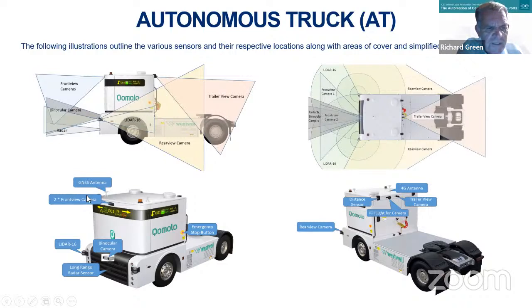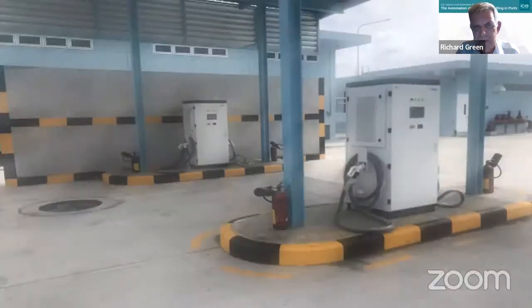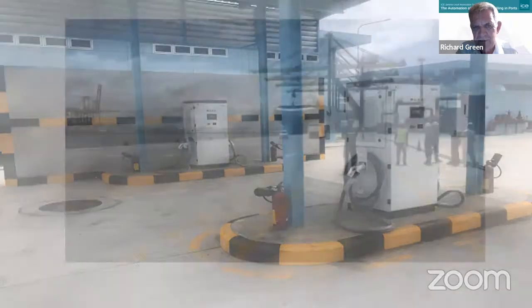GNSS antenna, whatever that is, front view camera, LiDAR, binocular, long-range radar, emergency stop button, that's an essential one. Rear view camera. Many of these things you get on cars these days for automatic parking, for example. We've put in 2 charging points for a test, so each one has 2 chargers on each side. These are charging the vehicles up. I forget how long they can run. I think they can run on an 8-hour shift, and I think charging is a couple of hours or something like that. I forget the details.